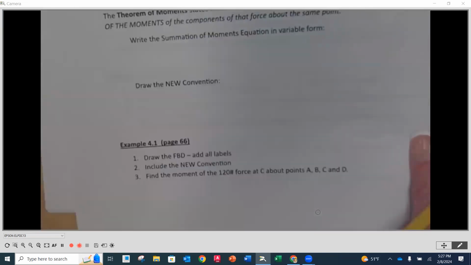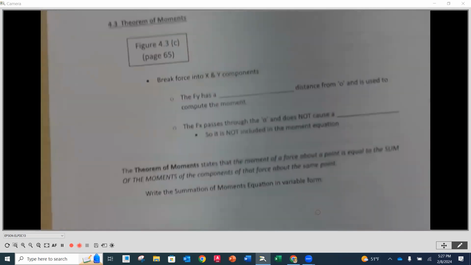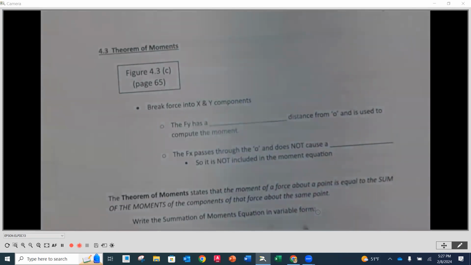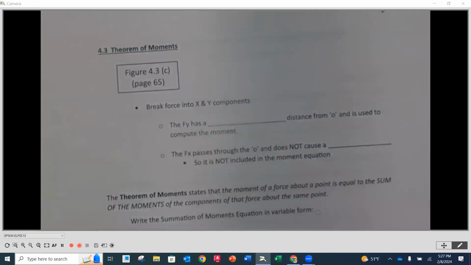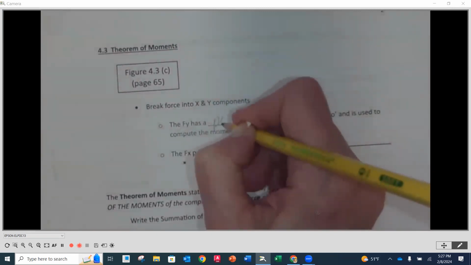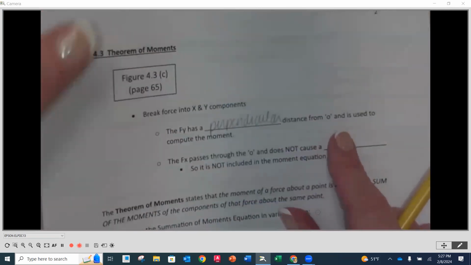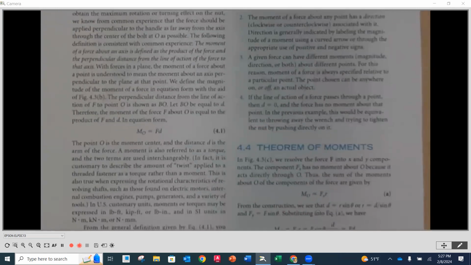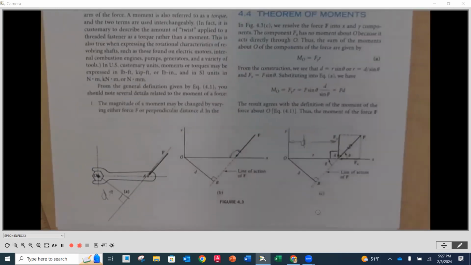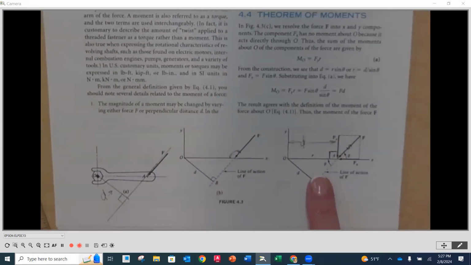So let's fill in our stuff at the top here. We looked at that example. When we break forces into X and Y components, you'll notice that the Fy has a blank, a perpendicular distance from O, that origin. So it's referencing this illustration at the bottom of that page 65.